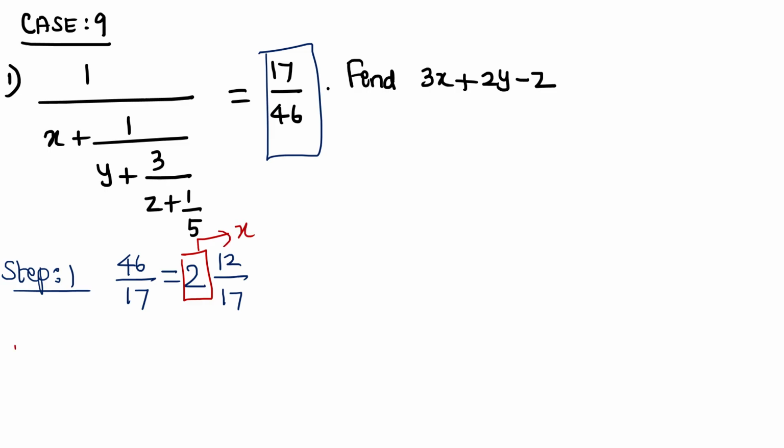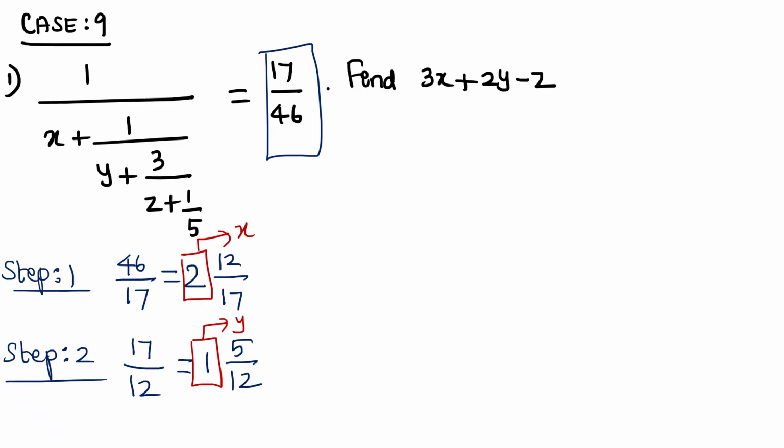Then next comes step 2. When you come to step 2, I'm going to write the reciprocal of the next number, the fractional part. You have 12 by 17, right? That you will write as a mixed fraction. Before writing the mixed fraction, try to write them in the reciprocal. So I'll explain once again, students. Step 1, take 17 by 46, write the reciprocal, and convert it into the mixed format. In that, the whole number part will be your x. Then take 12 by 17, reciprocal it and write it in the mixed format. In that, the whole number part will represent your y.